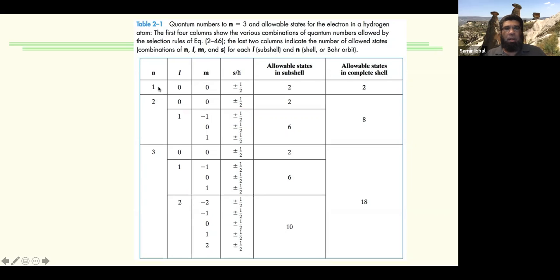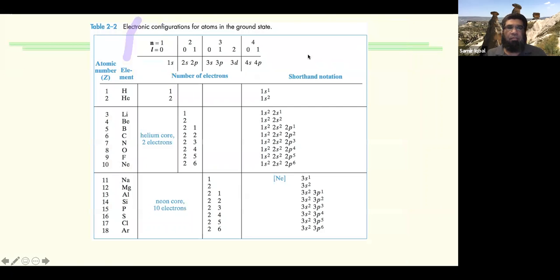So in table 2.1, we see that there are various combinations, and those combinations can help us make sense of which electron has what combination of four quantum numbers. And this, when extended to bigger atoms, we follow the same process or same approach.